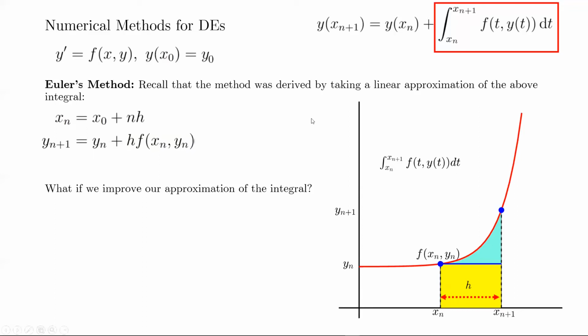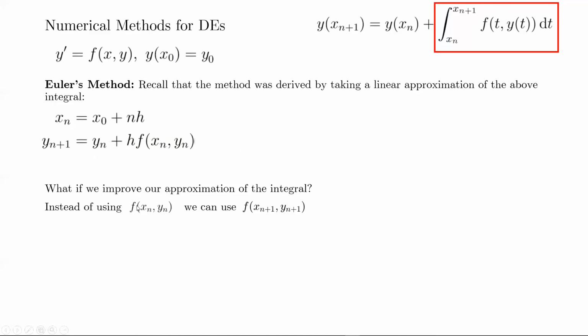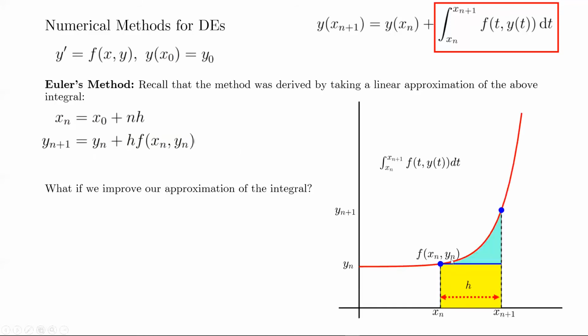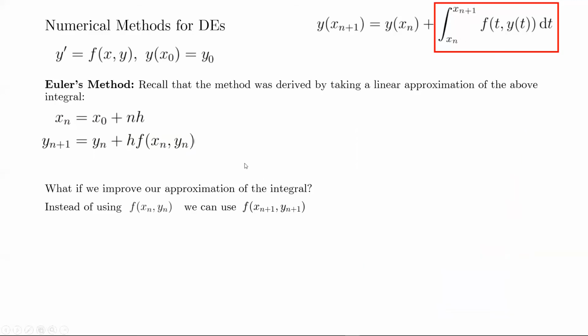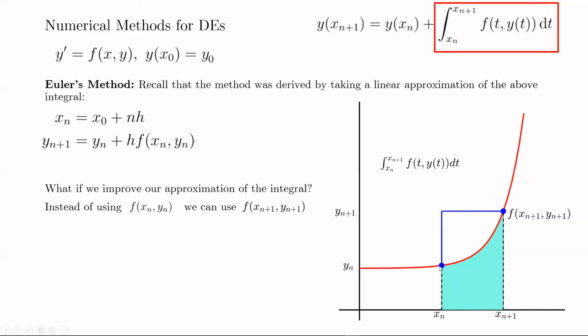So what if instead of using the point f of xn to approximate the area of the curve, this integral, basically the area under the f curve, what if I used f of xn plus 1, yn plus 1? So instead of using this point here on the left-hand side, what if I use this point here to approximate the area under the curve, or approximate this integral, however you want to think of it.